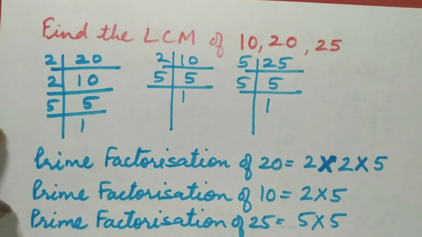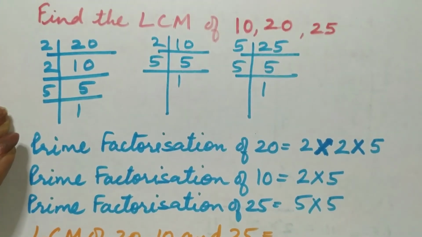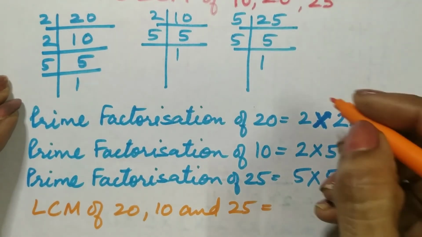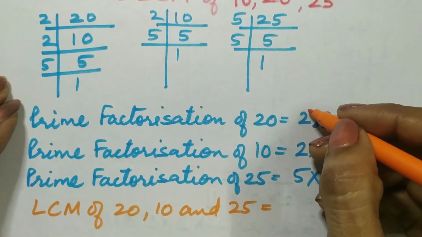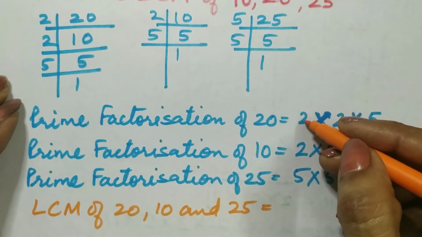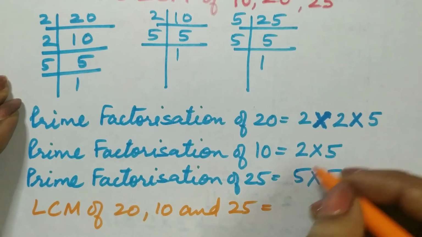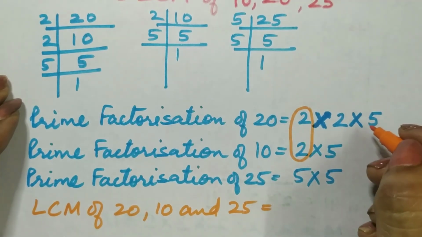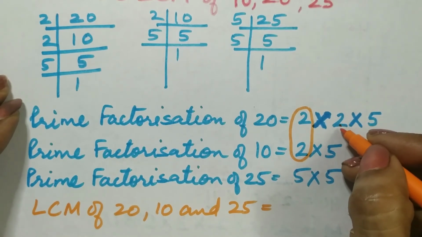Now in the next step, we have to find the LCM of 20, 10 and 25, or we can say 10, 20 and 25. How will we find LCM? Make a group of common factors. As you can see, 2 is a common factor for 10 and 20 both, but it is not common for 25, so just make a group like this. Now again, see, the next prime factor is 2, but it is not common for 10.